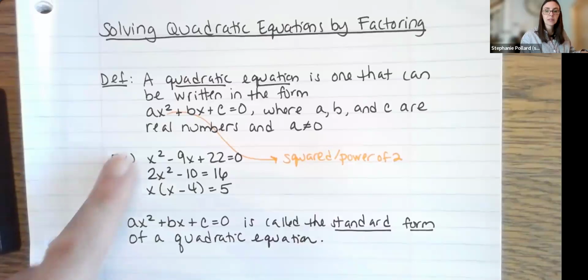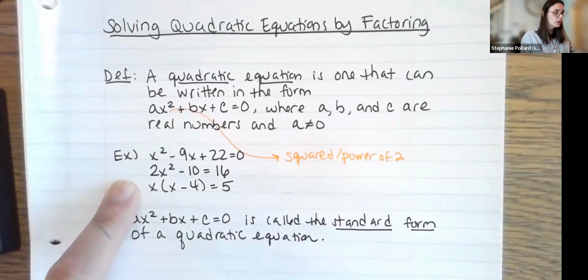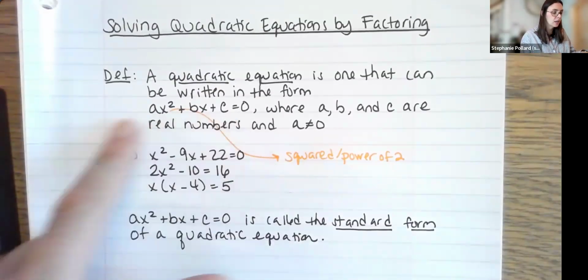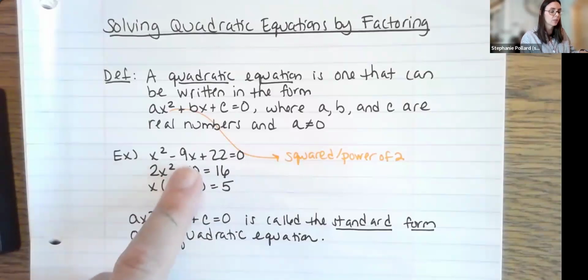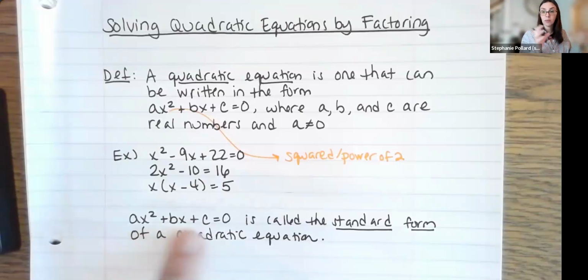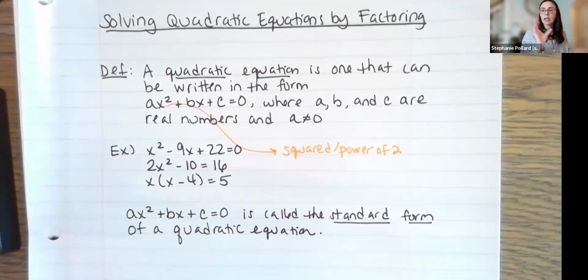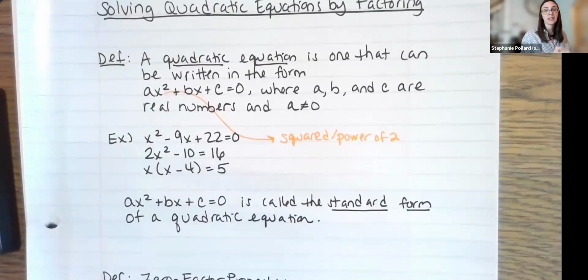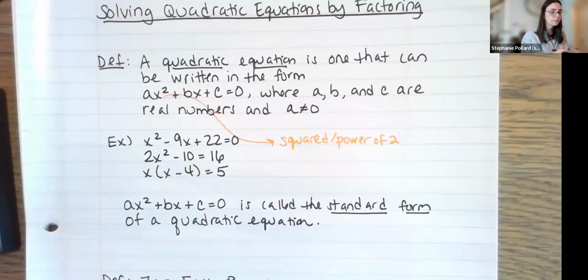Here are a couple of examples of quadratics in different forms. So this one looks very much like the definition here, where you have a square plus an x term plus a number equals 0. That form, where it's ax squared plus bx plus c equals 0, with a, b, and c just holding the place for numbers, is called standard form. We tend to use that form the most because it's nice and organized and clean, but your quadratic doesn't have to be written in that form all the time.